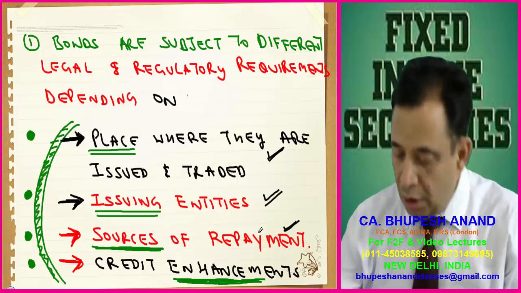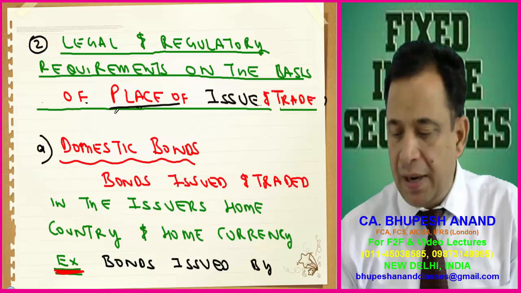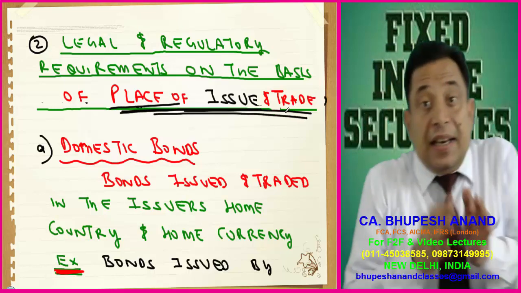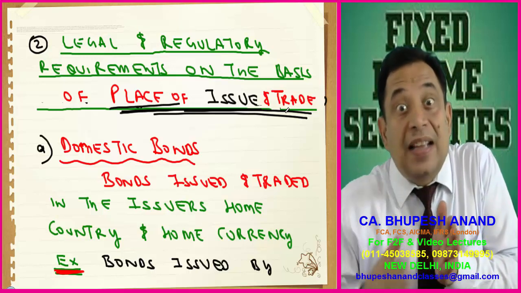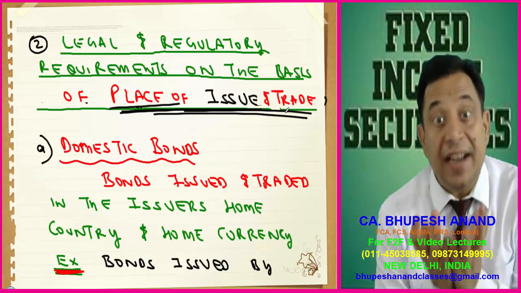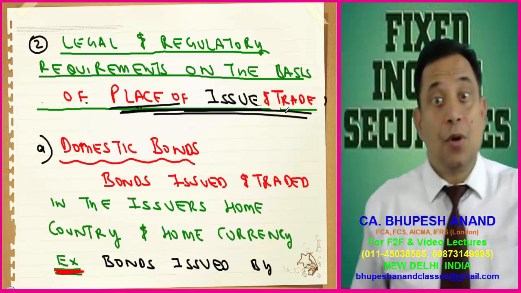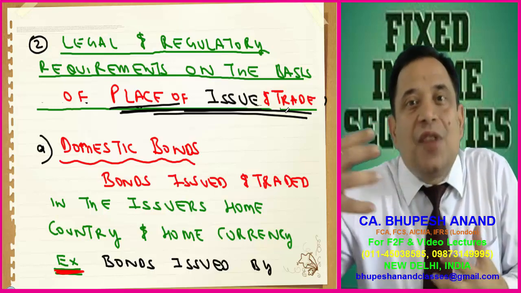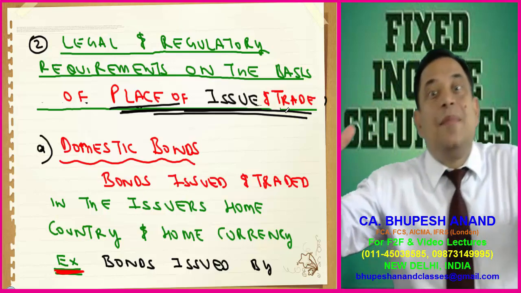Now let me tell you, my dear friends, in point number 2, I have firstly discussed scenario 1, that is the place of issue and trade. It means the legal and regulatory framework depends upon the place where you are issuing those bonds. Whether they are being issued in India, in London, or in Pakistan, which entity is issuing, which is the currency in which they are issued, all these points, and in which country they can be traded.